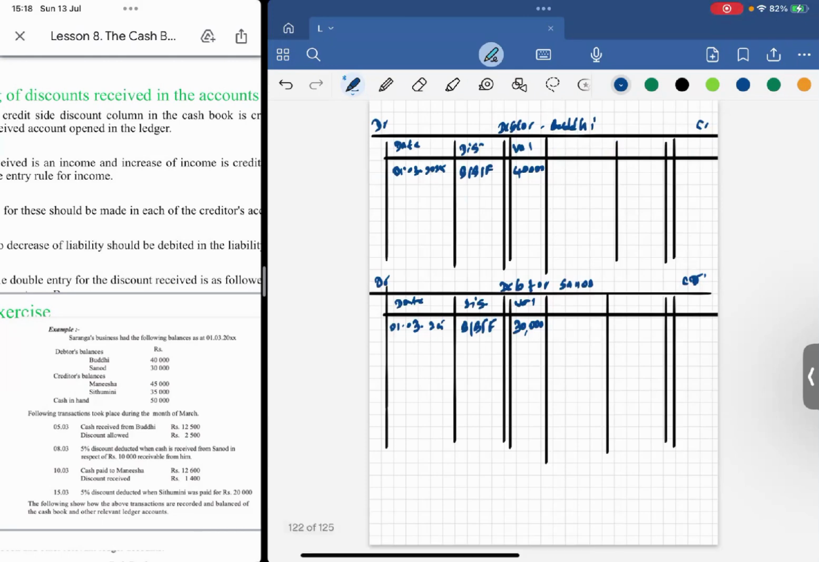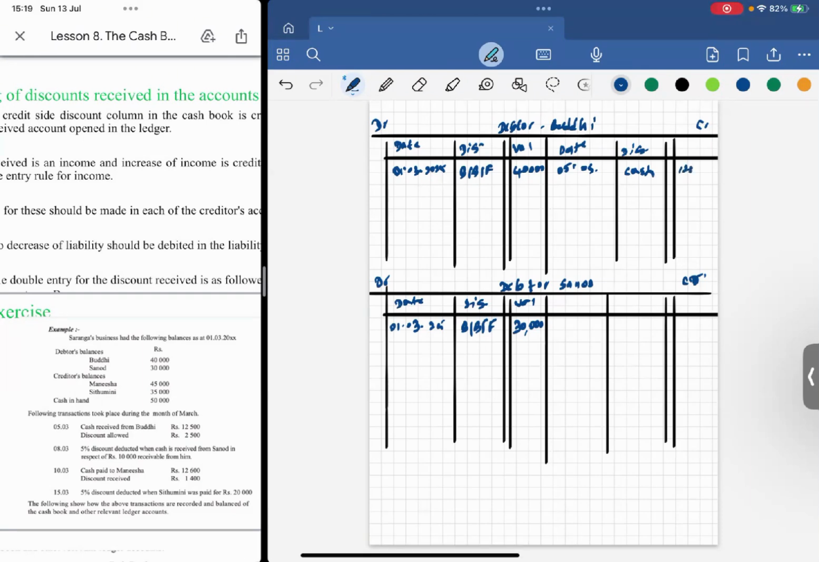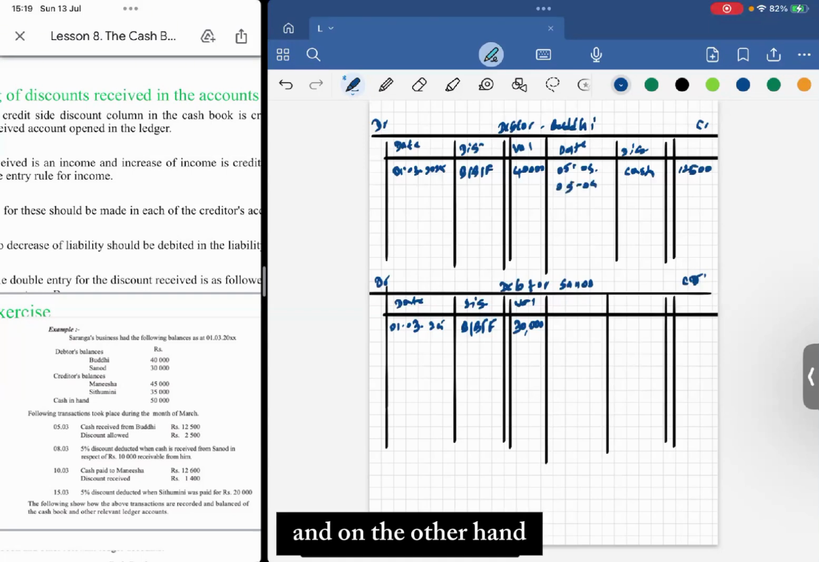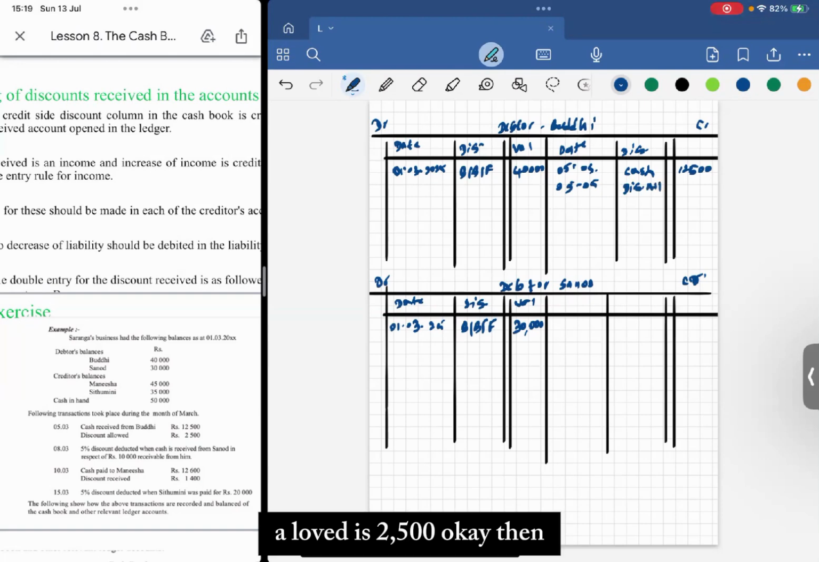Here, date is 5th Jan. Description, cash. So I received 12,500. And on the other hand, discount allowed is 2,500.